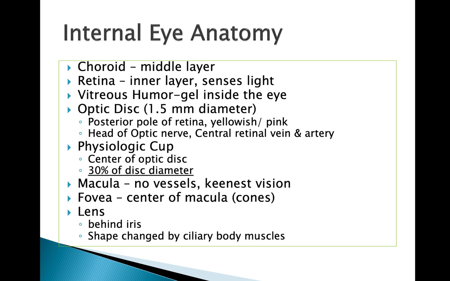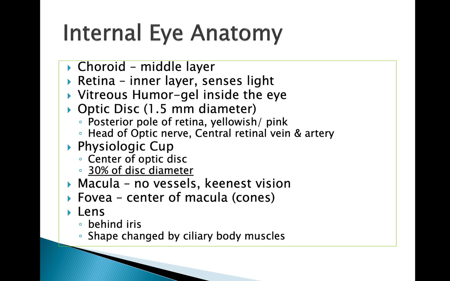Now, the physiologic cup is the center of the optic disc, and the normal ratio is that about 1/3 of the disc diameter should be the physiologic cup. If that is off, let's say the physiologic cup is 90% of the optic disc, then you have pathology, and that's called papilledema, and we're going to talk a little bit more about that as well. The macula is an area in the back of the eye that has no vessels, and that's where the keenest vision is. And the fovea is the central portion of the macula where the cones are.